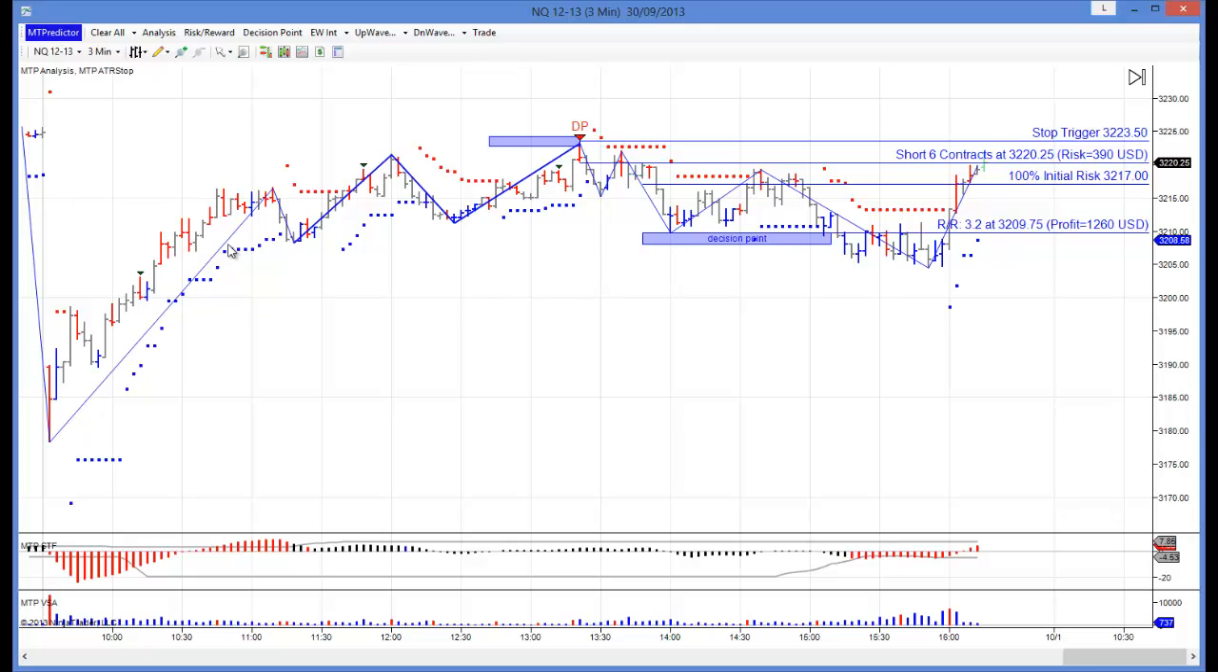Now I'm not saying that MTPredictor always has days like this, but I'm deliberately showing you what I consider to be a bad day and showing you lots of losing trades like this, just to show you how position sizing helps overall.